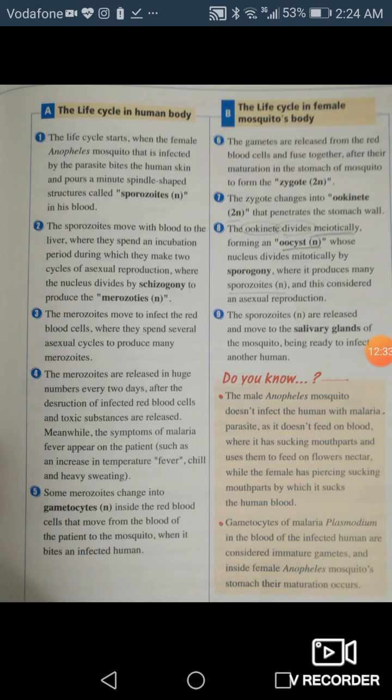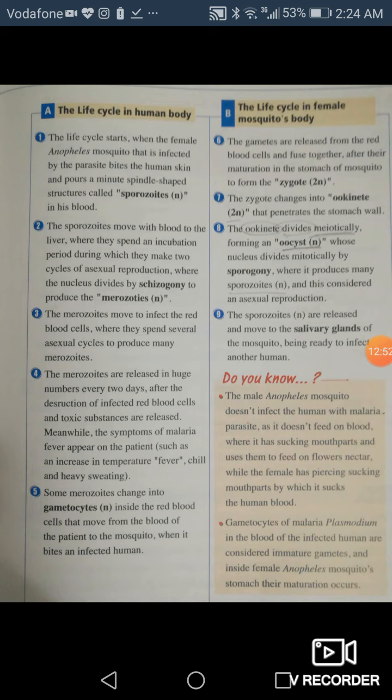The ookinete divides meiotically, forming an oocyst. The cyst, as you know, is a sac, and the oocyst is a sac containing many ookinetes, right? So by meiosis, it forms N. So the oocyst has N genetic material.